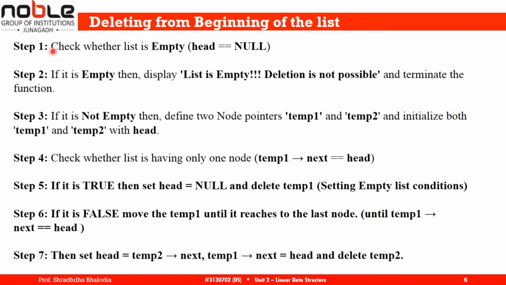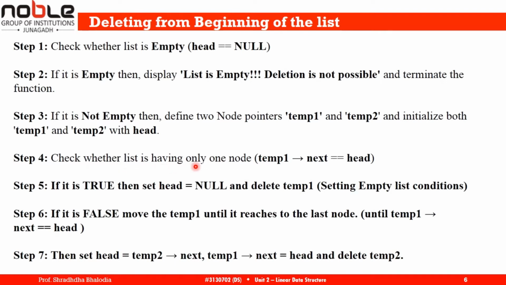So the first two steps of the deletion algorithm are the same for all the algorithms. Check whether the list is empty by checking the condition head is equal to null. If it is empty, then display list is empty, deletion is not possible, and terminate the function. If it is not empty, then define two node pointers, temporary 1 and temporary 2, and initialize both temporary pointers with head.